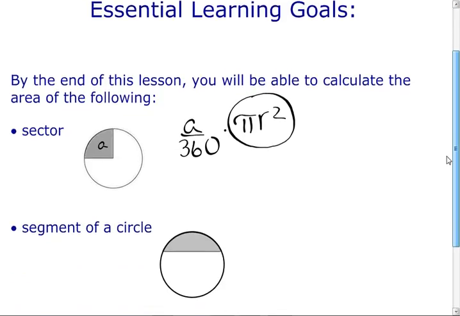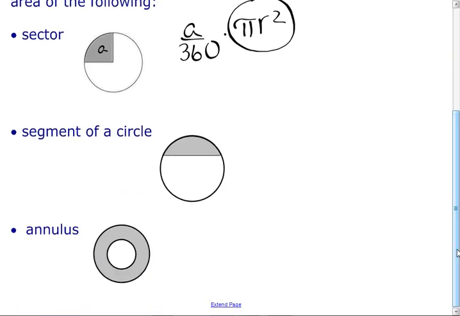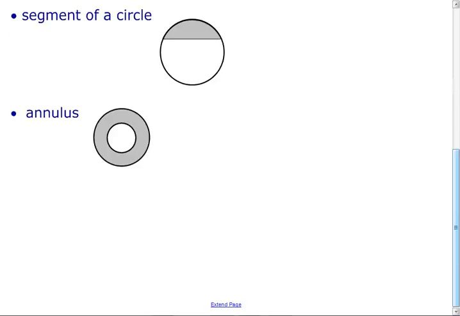We did the annulus yesterday, and you remember that? It's pi big R squared minus pi little r squared. This is capital R. That's little r. So it's pi, capital R squared minus pi, little r squared.